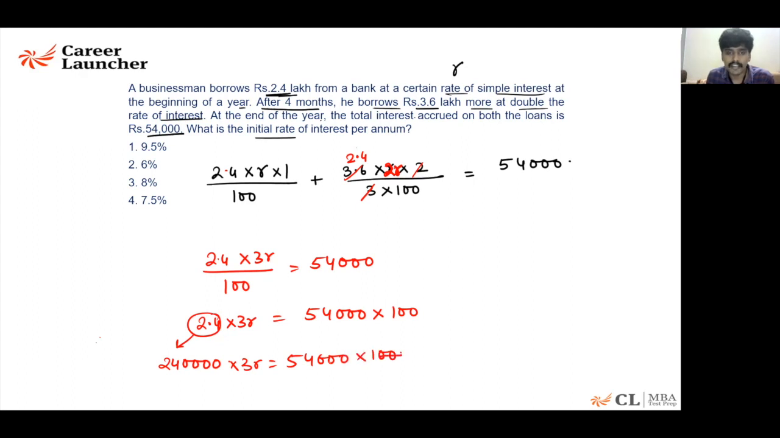I like this part when we cancel off zeros on both sides. So let's cancel off zeros on both sides. So what do we have? 72R is equal to 540. R must be equal to 540 by 72. And you'll find R is equal to 7.5%. Option 4 should be the correct answer.